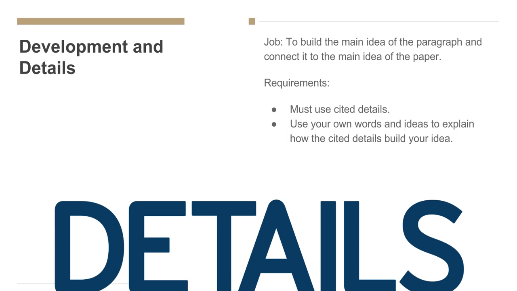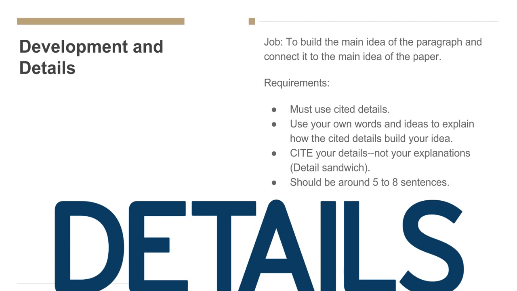It's a little bit like using Legos. You cannot build an entire wall or house using Legos all of the same size without overlapping them. You can't just line them up and expect your wall to stand. We have to vary things. In this way, you would use a cited detail and then explain it, and then use a cited detail and then explain it, a little bit like having a sandwich. So, cite your details, but not your explanations, because you do not want a paragraph full of just cited details. And this should be the bulkiest part of your paragraph, about 5 to 8 sentences.